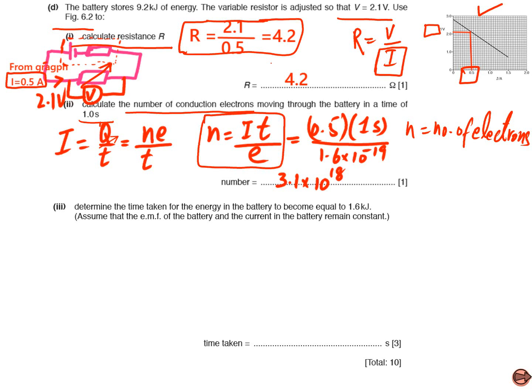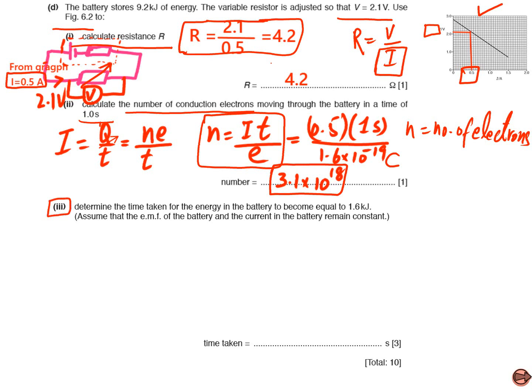Then what we need to do is just plug in values. Data is given to us, we just plug in and we will get the number of electrons. So in this case, the number of electrons is equal to this. Let's go to the next one, the last part.